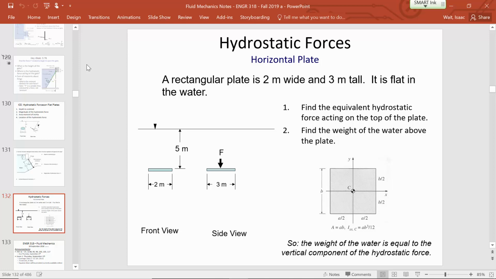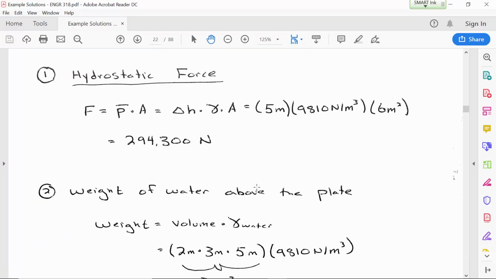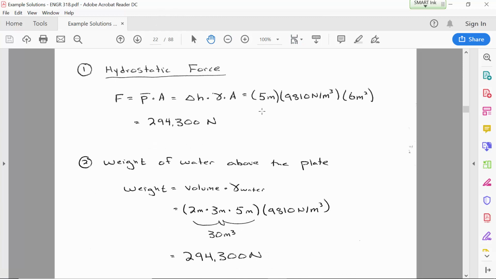Okay, so what's the volume of that box above the plate? And that's not an actual box. It's just there's a certain amount of water that's above it. And so the volume is going to be 5 meters of height multiplied by 2 meters of width and 3 meters of depth. So altogether that's 30 cubic meters. So there's 30 cubic meters of water above the plate. And if you multiply that by the unit weight, what you'll find is that the magnitude of the force is the same as the hydrostatic force that we calculate by using the approach of depth to the centroid, unit weight of water, and the cross-sectional area.